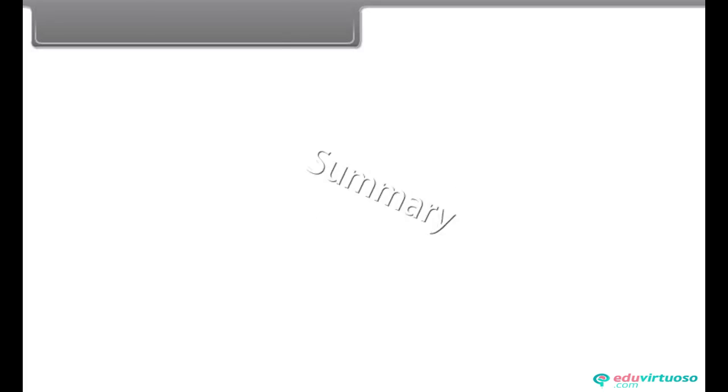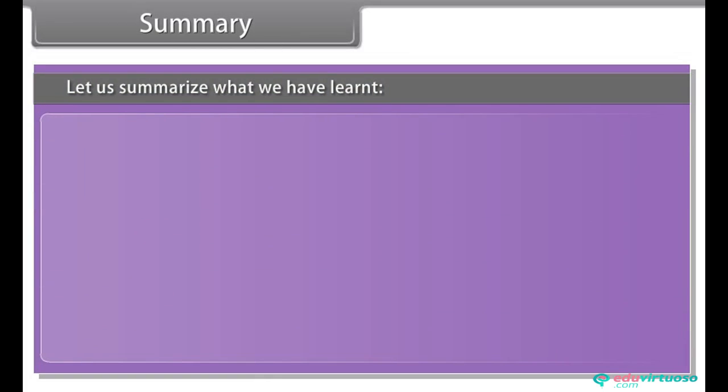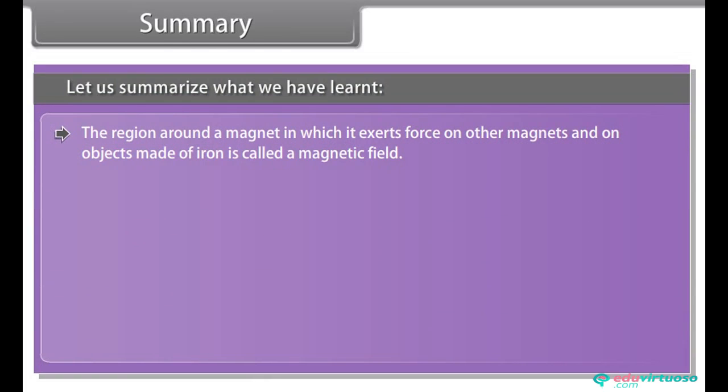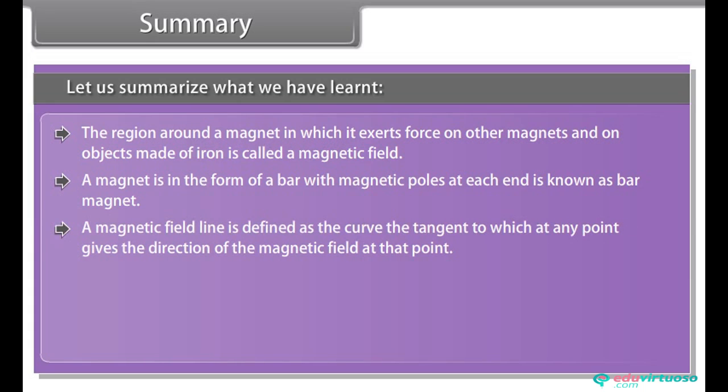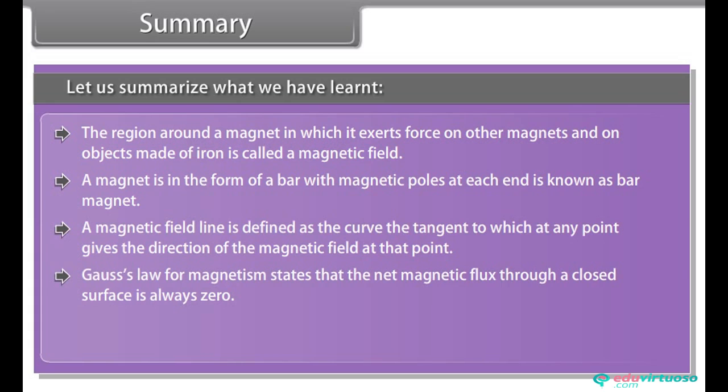Summary. Let us summarize what we have learned. The region around a magnet in which it exerts force on other magnets and on objects made of iron is called a magnetic field. A magnet in the form of a bar with magnetic poles at each end is known as a bar magnet. A magnetic field line is defined as the curve, the tangent to which at any point gives the direction of the magnetic field at that point. Gauss's law for magnetism states that the net magnetic flux through a closed surface is always zero.